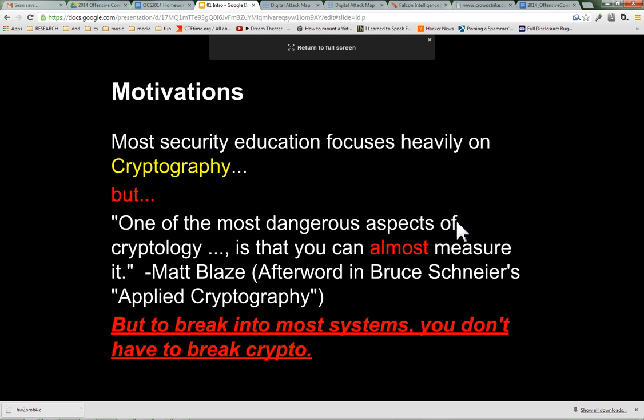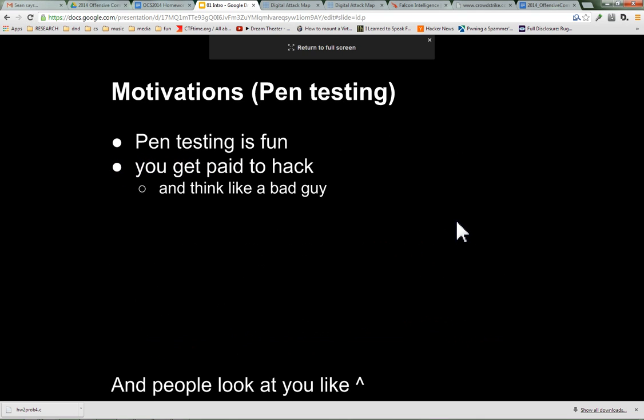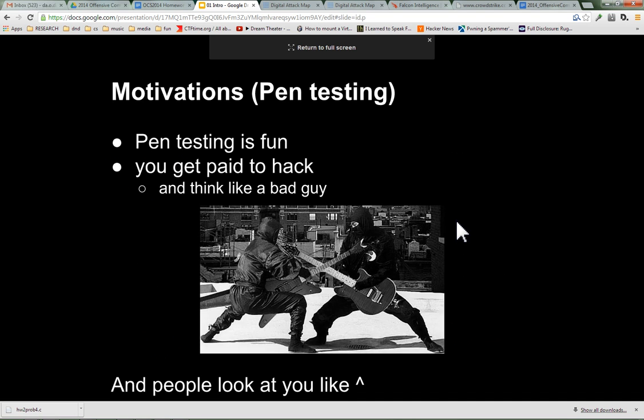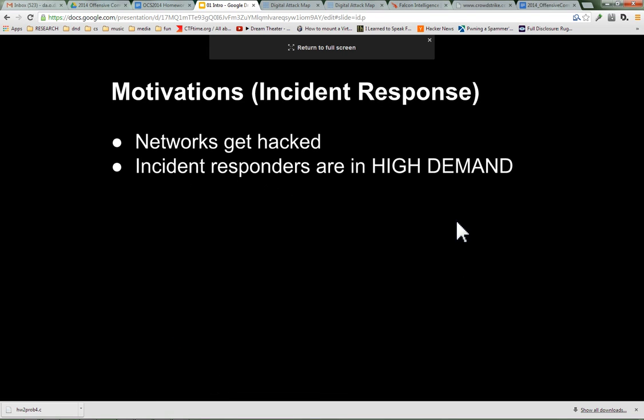But that requires very advanced knowledge of cryptanalysis, and you don't need that to break into most systems. In fact, you don't need to deal with a lot of crypto to break into most systems. So the other motivation for this class is that pen testing is fun. People look at you like this, and you get paid to do it.